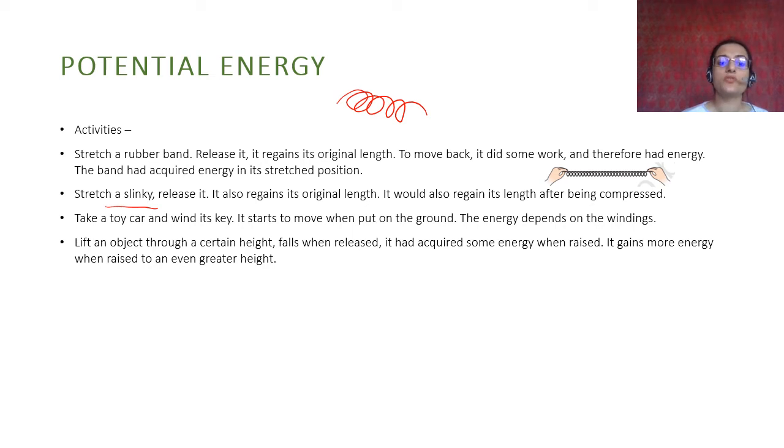Okay, lift an object through a certain height. It falls when released. It had acquired some energy when raised. आपने उसको raise किया against gravity. You have seen this in the previous video. When you lift it against gravity, you are doing some positive work on it, right? It acquires a certain amount of energy because of the work you have done on it. It gets transferred to it. आपने जो energy उसके ऊपर exert की work करने के बाद, that gets transferred to that. It gets more energy when raised to an even greater height.